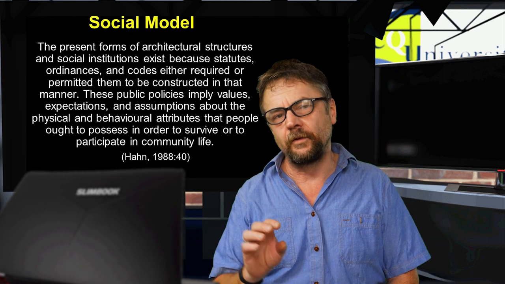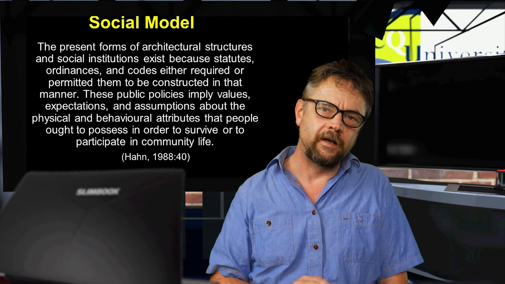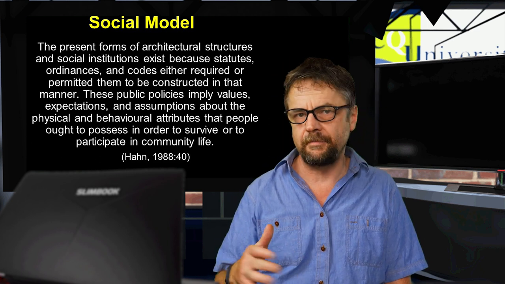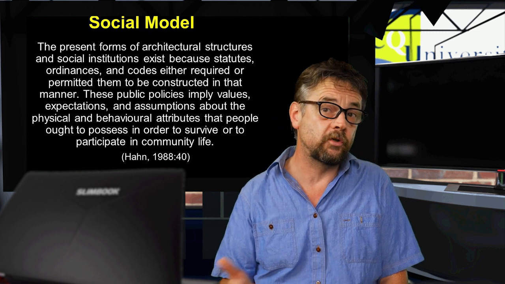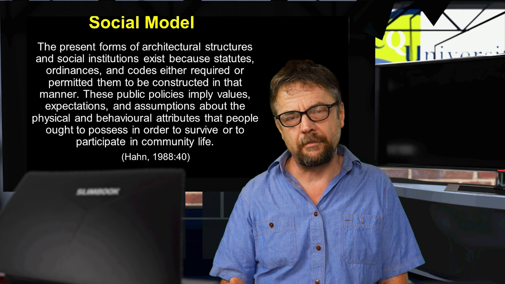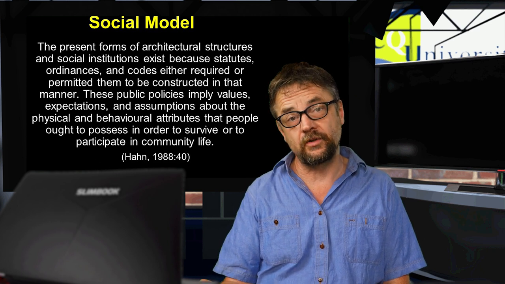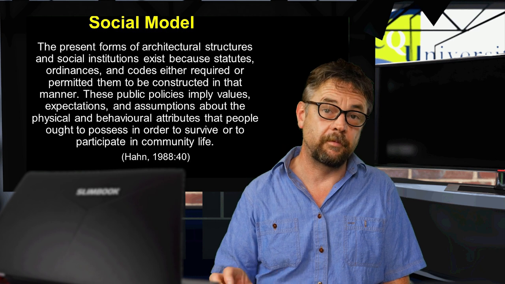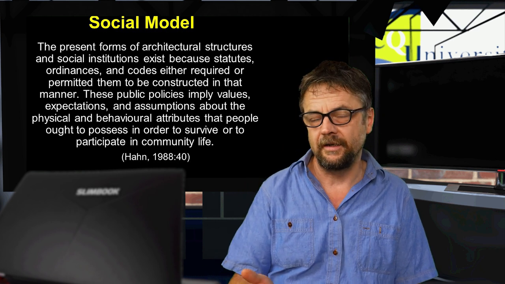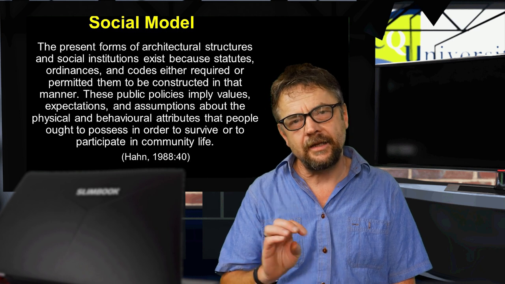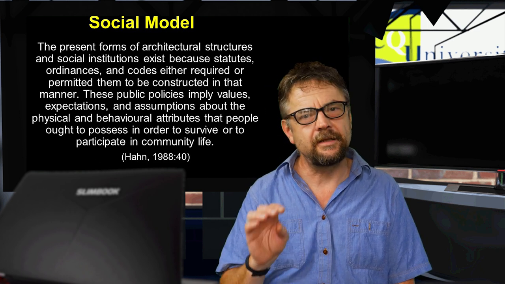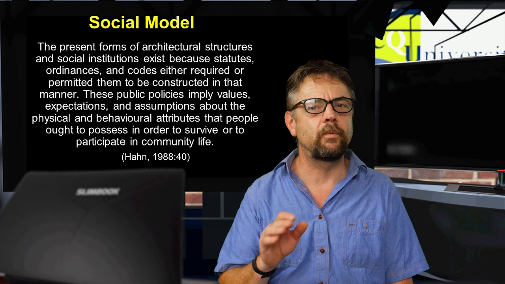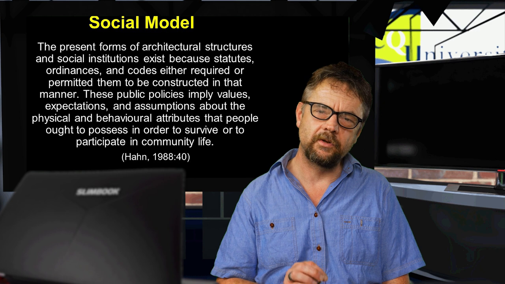So here's a full definition of the social model. The present forms of architectural structures and social institutions exist because statutes, ordinances, and codes either required or permitted them to be constructed in that manner. And these public policies imply values, expectations, and assumptions about the physical and behavioral attributes that people ought to possess in order to survive or to participate in community life. It is society that disables physically disabled people. Disability is something imposed on top of our impairments by the way we are unnecessarily isolated and excluded from full participation in society. So disability does not arise in individuals, but in the barriers society erects.